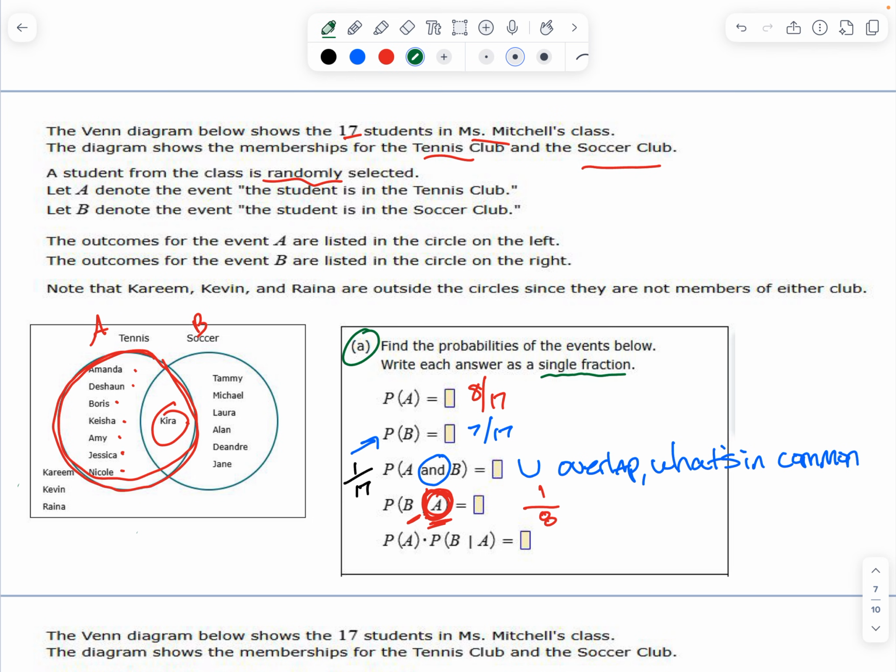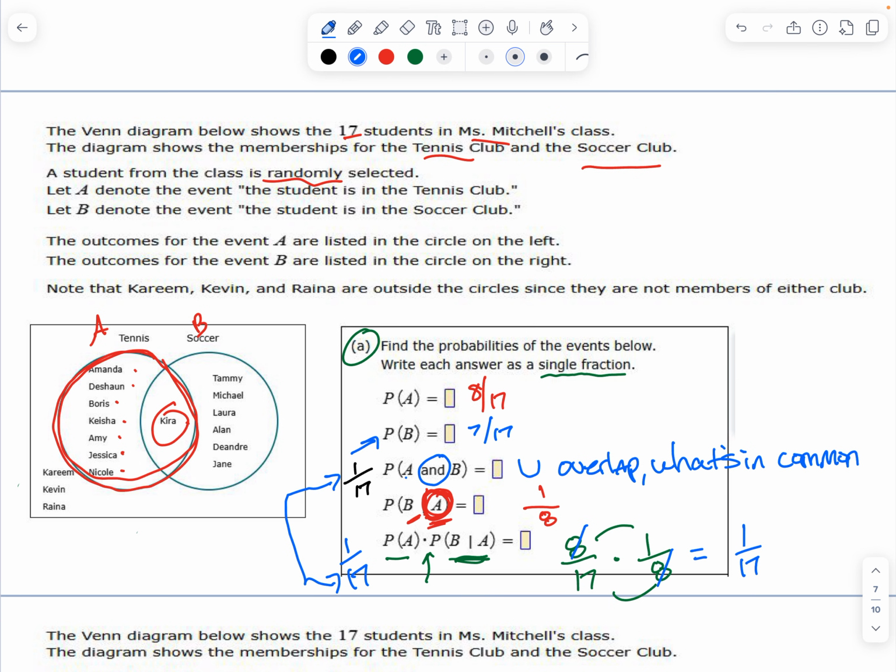Okay, the next one is a straight multiplication. I see they're asking us to multiply 2 probabilities that we already know. Probability of A is 8/17. Probability of B, that they play soccer given they play tennis, well, that is 1/8. We just figured that out actually. So you could multiply straight across and reduce, or if you remember when you're multiplying fractions, you can reduce on the diagonal. So this would actually be 1/17, which is very much like what we got here.